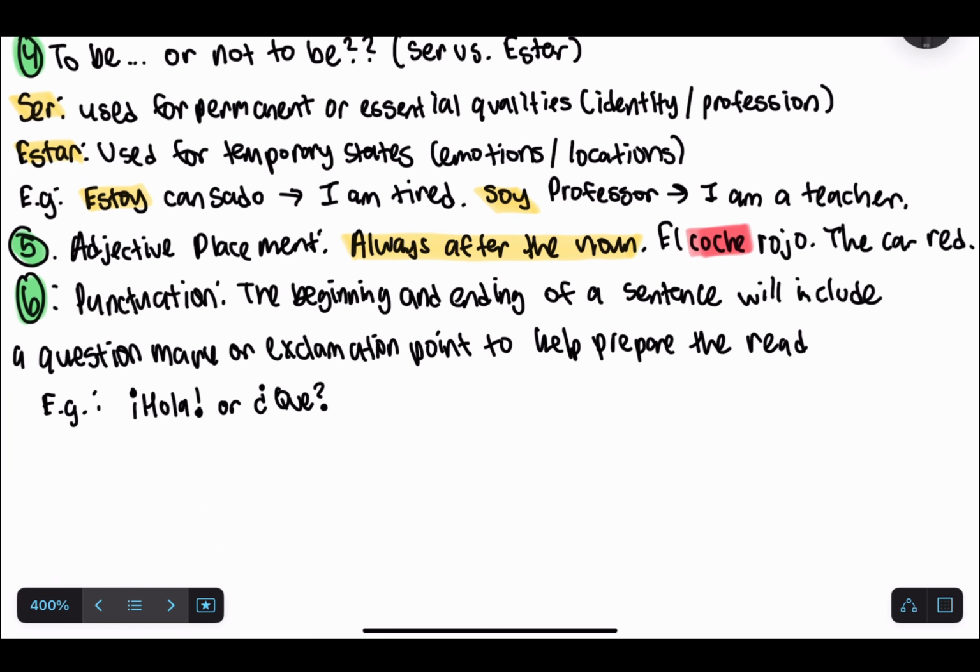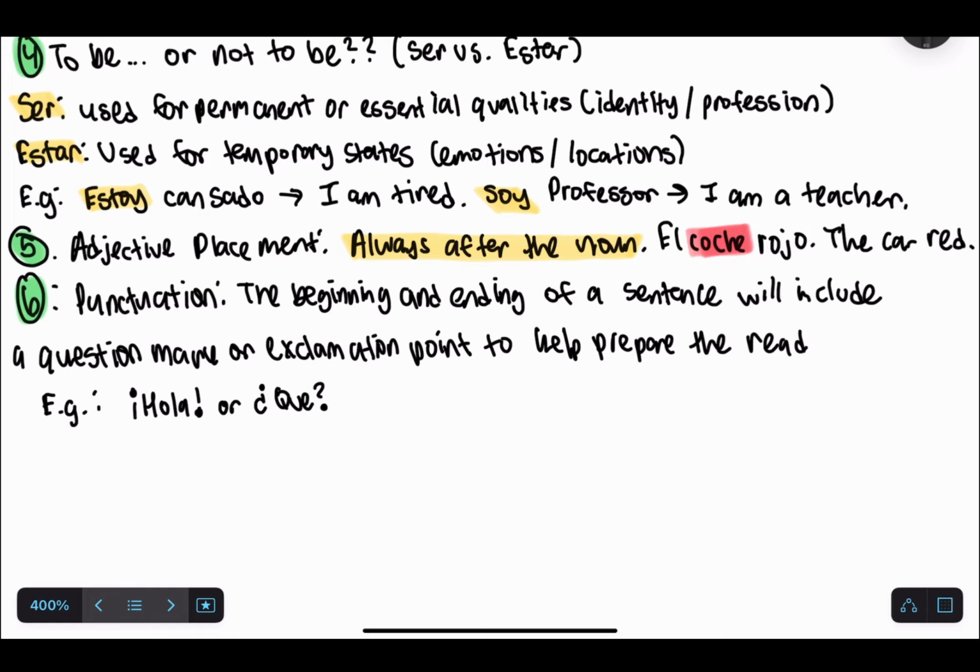Now, the last thing that I want to go over is punctuation. This is a dead giveaway within a cipher because in Spanish, if a sentence starts with an exclamation or it's in a really happy tone, it's going to start with an upside down exclamation mark. This also goes for questions, whether you're starting with a question or asking a question about someone, it's always going to start with an upside down question mark.